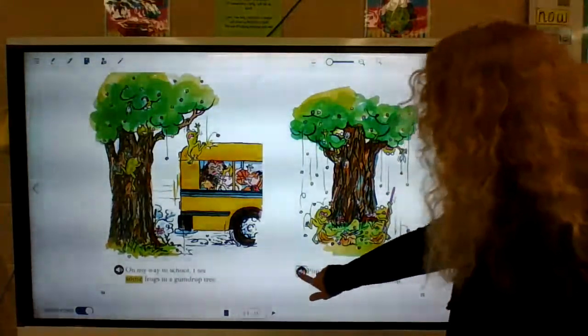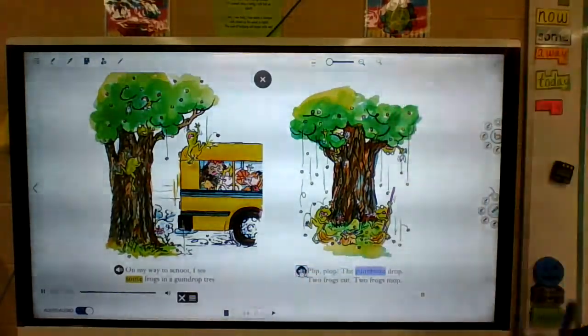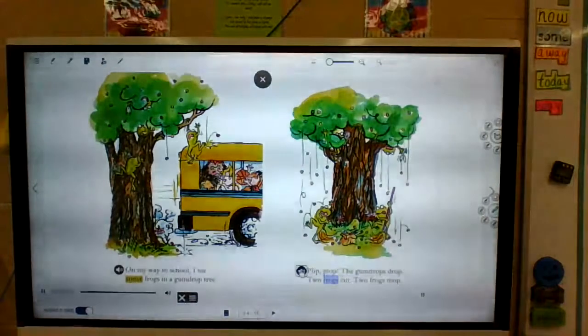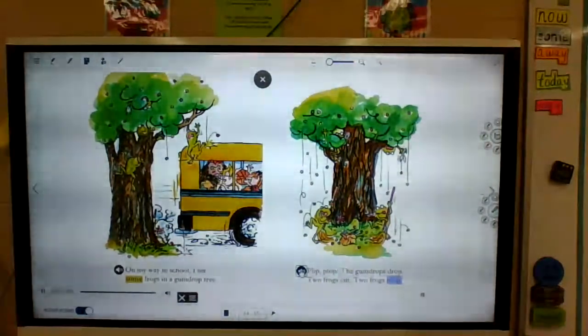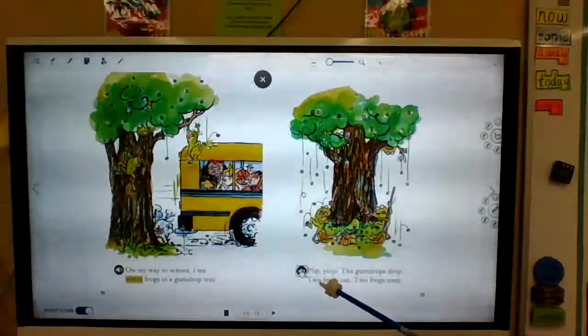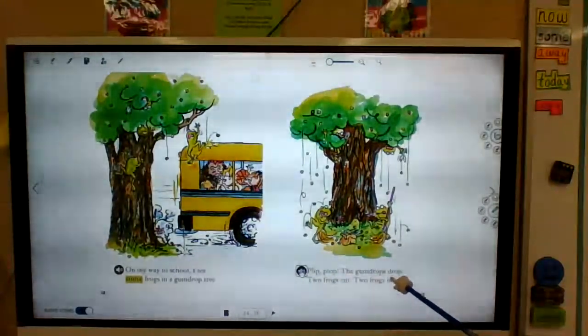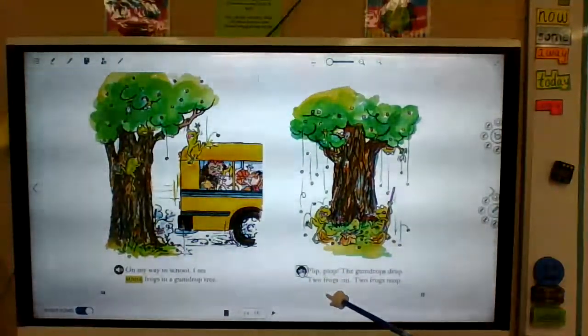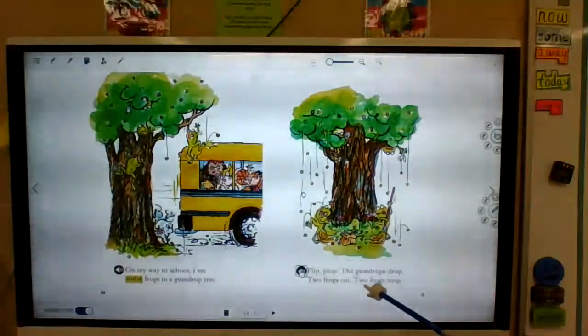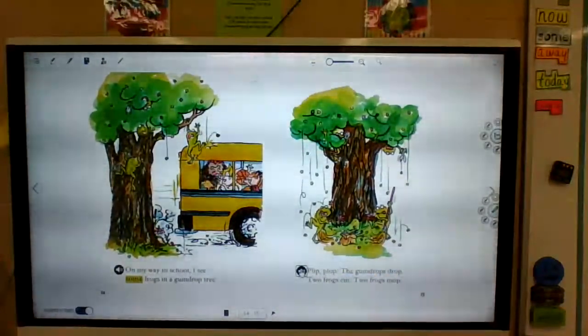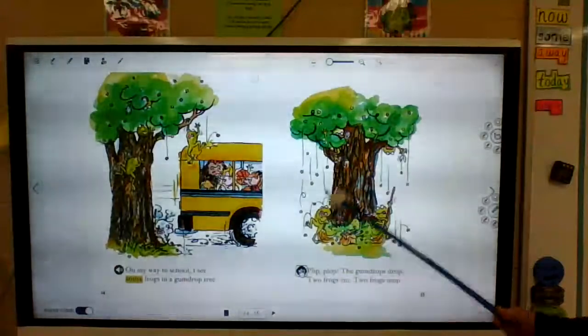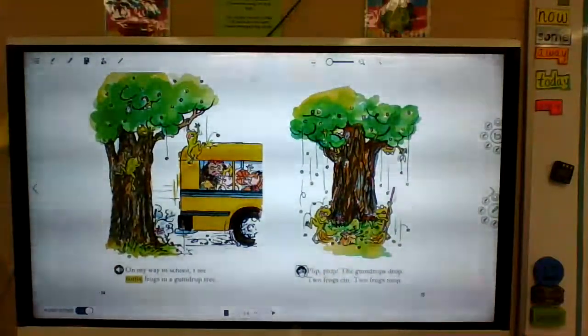Oh, plip plop, the gumdrops drop. 2 frogs cut, 2 frogs mop. Plip, plop. The gumdrops drop. 2 frogs cut, 2 frogs mop. So they're cutting the gumballs out of the tree and mopping them up.